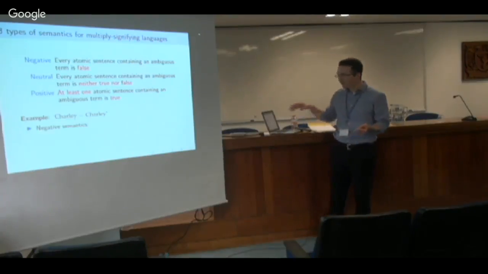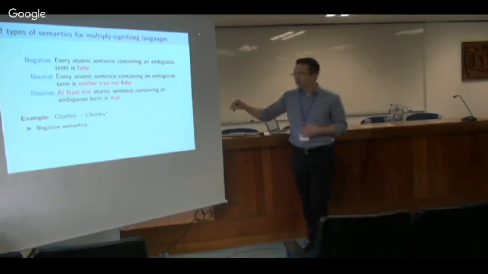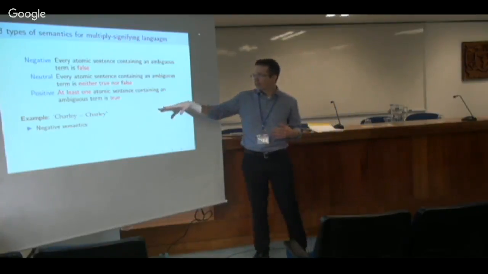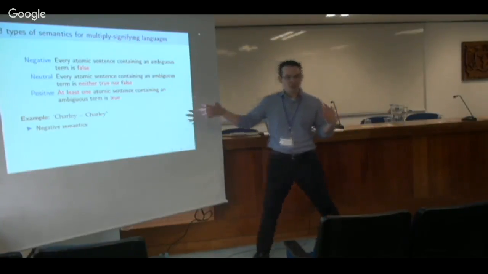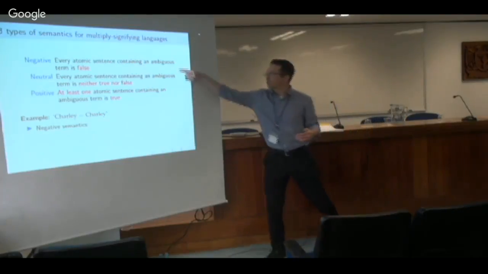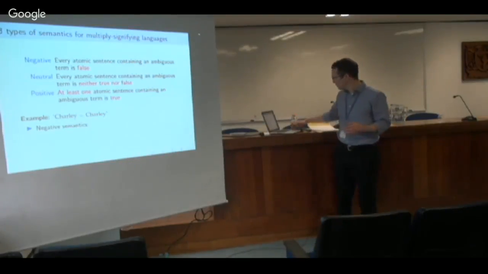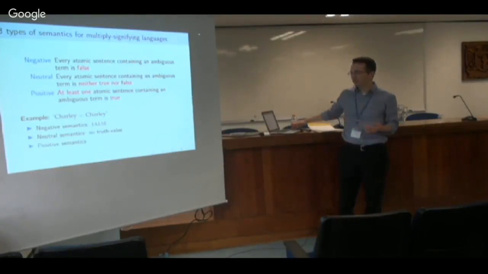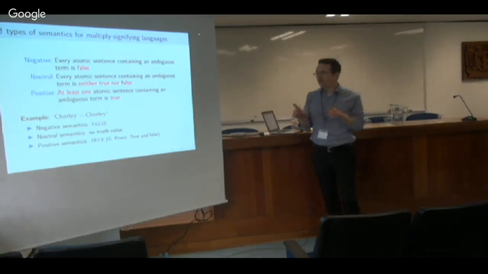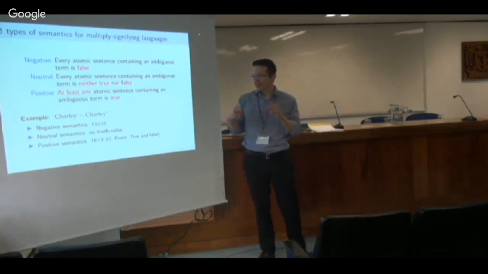Okay, so here's an example, just so we can work through it. Charlie is Charlie. Charlie equals Charlie. For the negative semantics, we look back to the definition. That's going to have to be false. The neutral semantics, truth valueless. And the positive semantics, true, unless you're Grand Priest. And if you're Grand Priest, then you claim it's true and false.